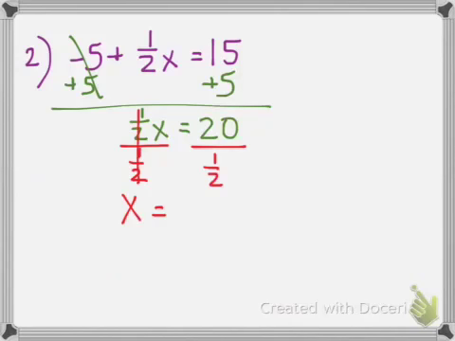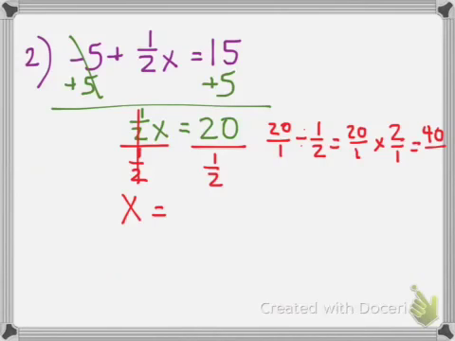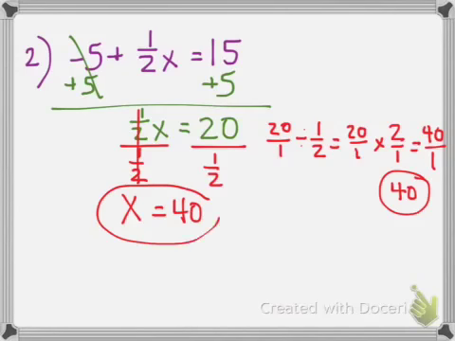20 divided by 1/2 I know is the same as 20 over 1 divided by 1/2, and that's equal to 20 over 1 times 2 over 1. So I multiply 20 times 2 I know is 40, 1 times 1 I know is 1. 40 over 1 is the same as 40, so x equals 40.